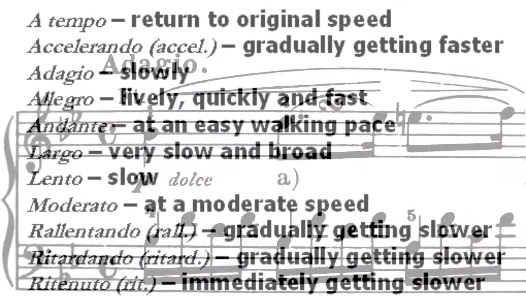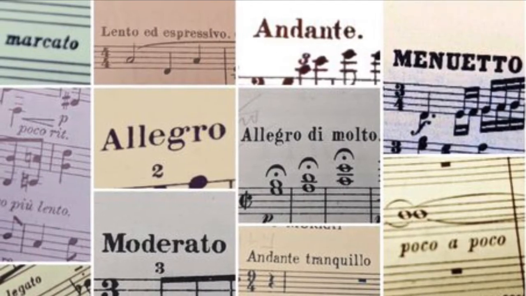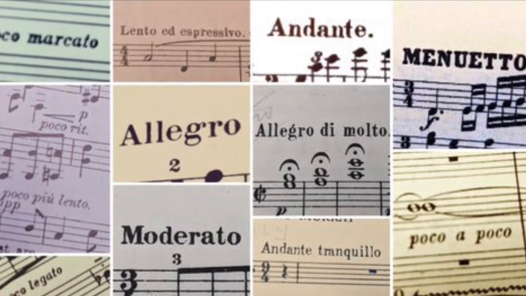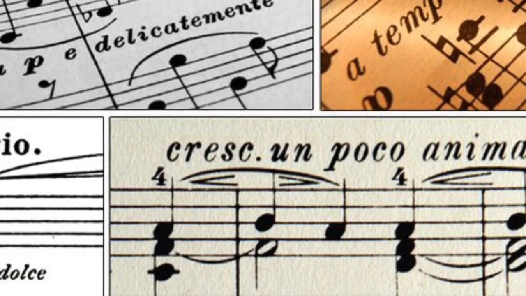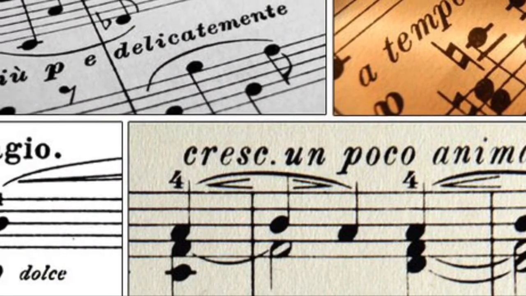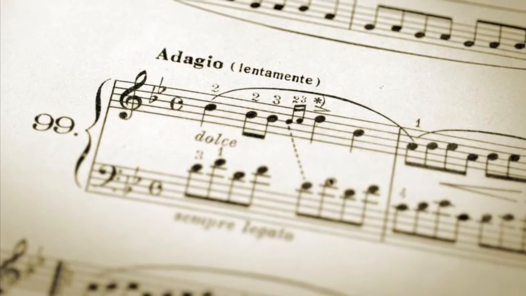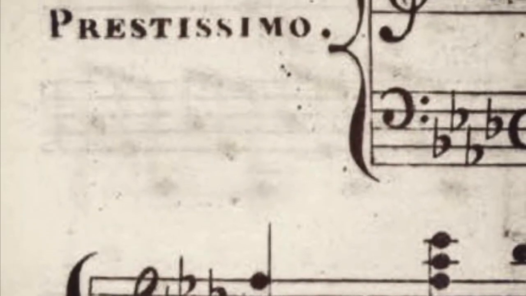For example, you could have an allegro, which means lively, quickly, and fast, or a largo, very slow and broad, lento, slow, etc. Qualifying words are sometimes added to these indications to make them more specific. The 2 most commonly used are molto, which means much, and non troppo, not too much. We thus get phrases like allegro molto, very fast, and allegro ma non troppo, allegro but not too fast.